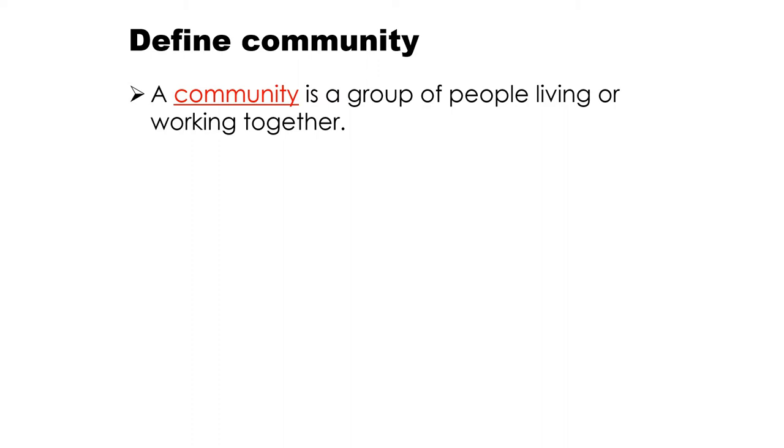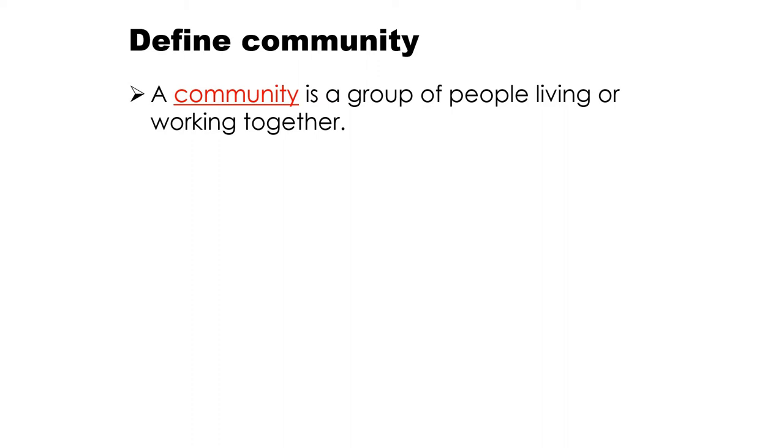Okay, thank you so much. So a community is a group of people living or working together. You find very many people living or working together, so they make a community. That is a community. So in case I meet you and I say, what is a community? Simple. Just say, a group of people living or working together. And the spelling is there.